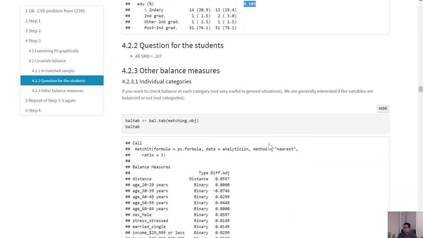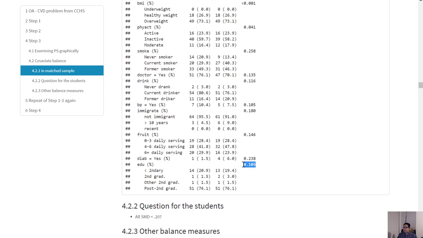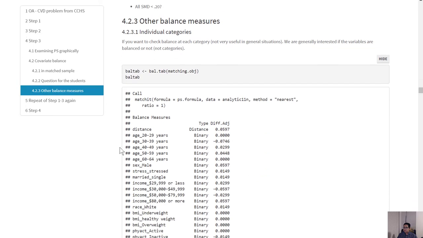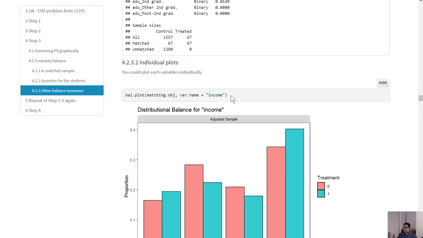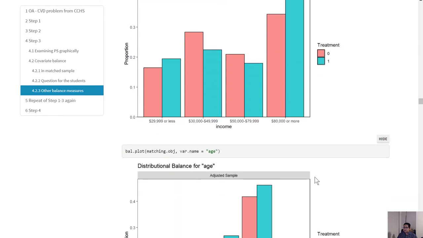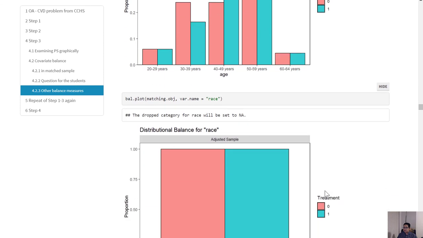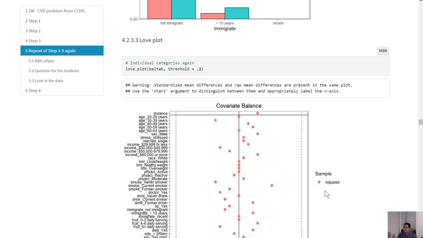Right, so there are other kinds of balance measures. Instead of checking one SMD for all of the categories for a variable, you could check each category's SMD as well, and you can also try to plot every single variable for the treated or the exposed or the unexposed category, and you can see more or less they look similar, but still there are some differences, right? Okay, so more or less I would say the same.